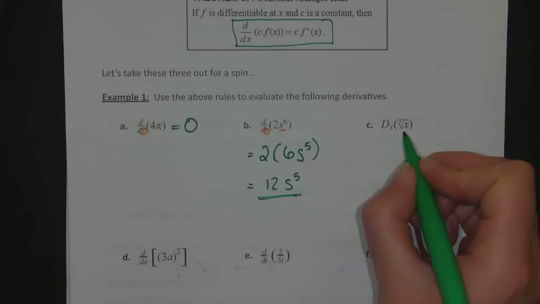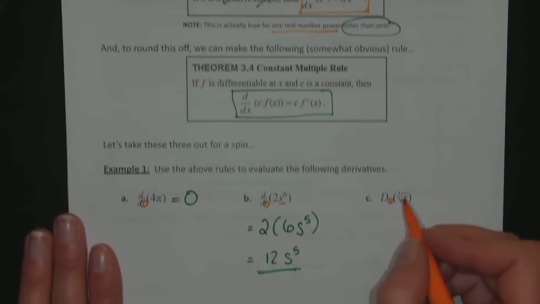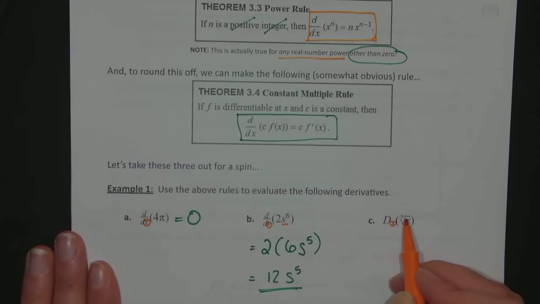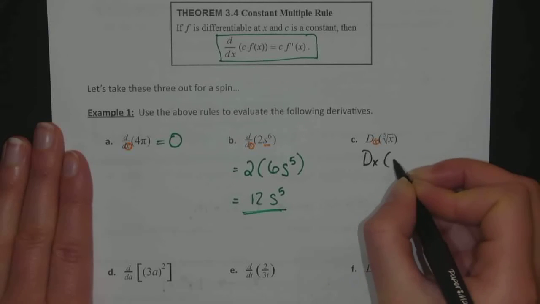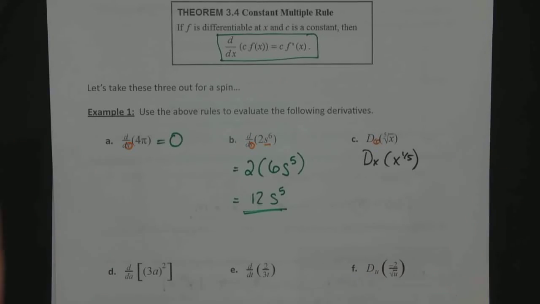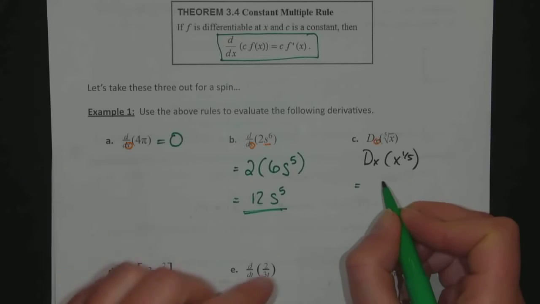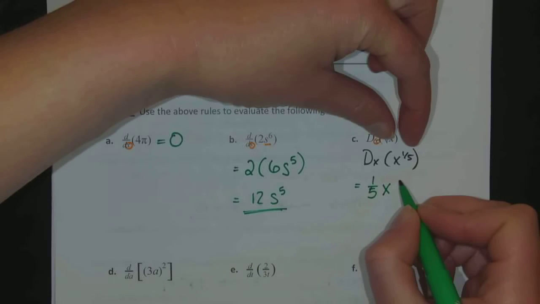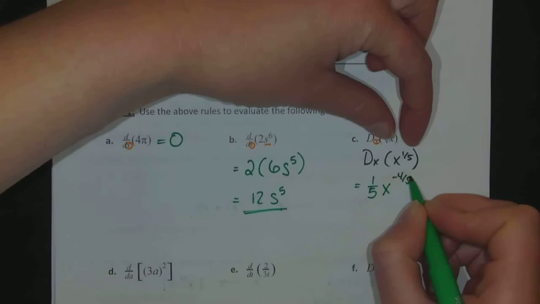This is an alternate notation for the derivative. Again, it's saying take the derivative with respect to x. We mentioned earlier that you can do this for any power. It doesn't have to be positive, it doesn't have to be an integer, and we're going to see that this really is a power of x. So this is the same thing as asking me to take the derivative of x to the 1/5 power. And since I can write it as a power, I can now use the power rule to bring the power down, 1/5, and subtract 1 from the power. 1/5 minus 1 is negative 4/5.